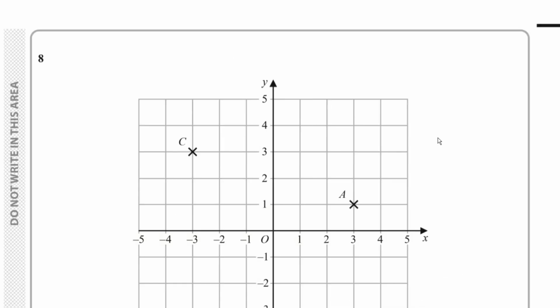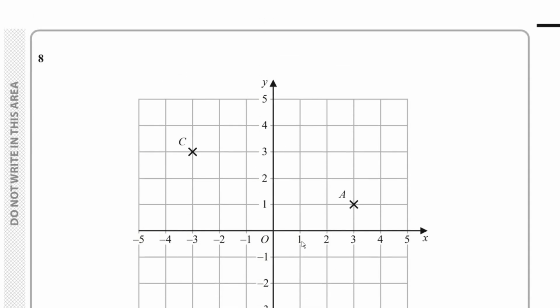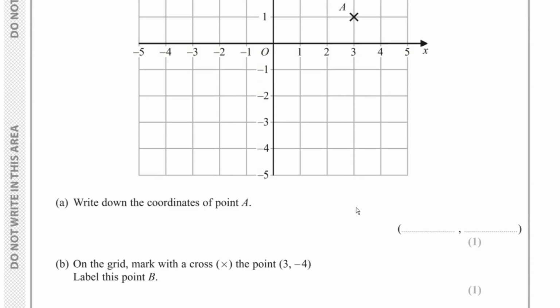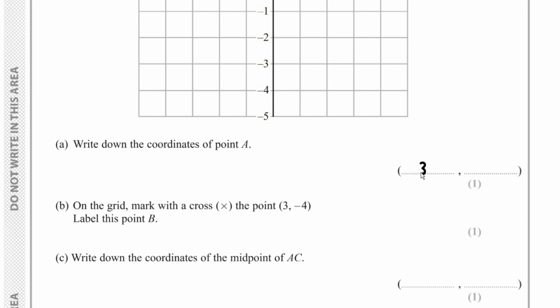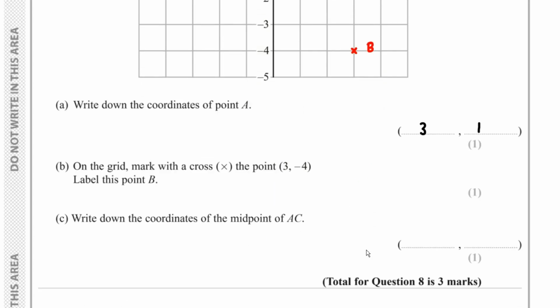Question number 8. Part A. Write down the coordinates of the point A. The coordinates of the point A, we've got 3 across and 1 up. So we have 3, 1. Part B. On the grid, mark with a cross the point 3, negative 4. So we've got 3 across, 4 down. The point B is over here.